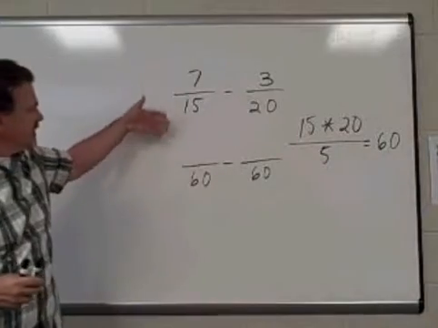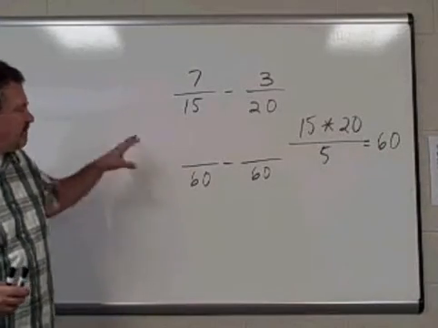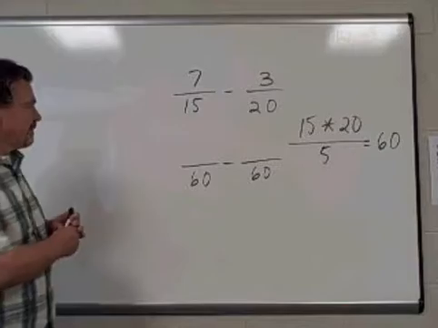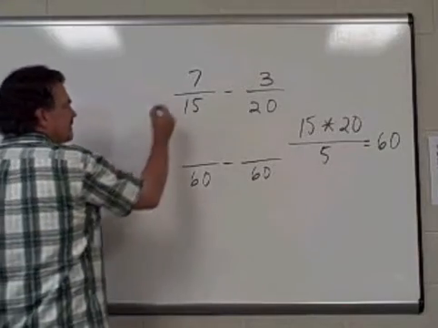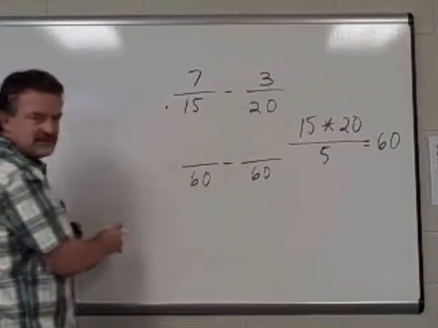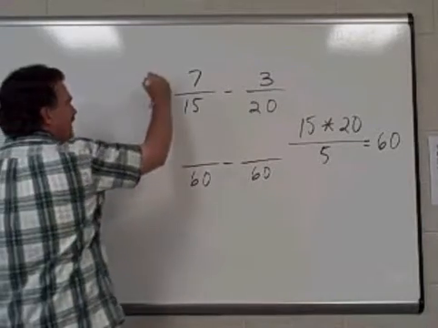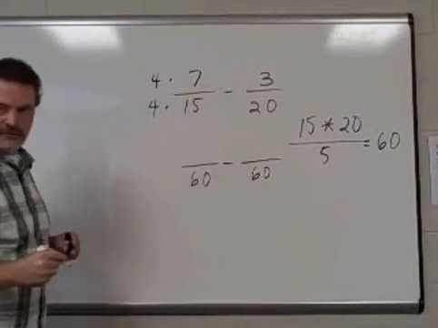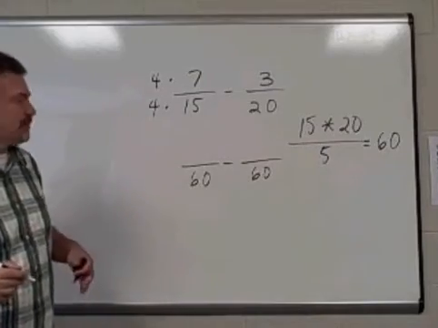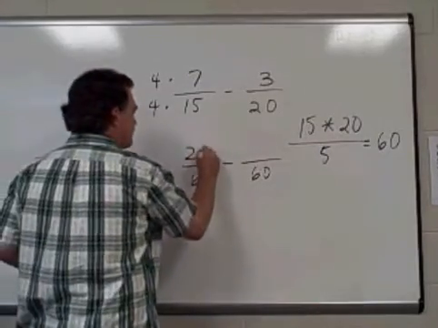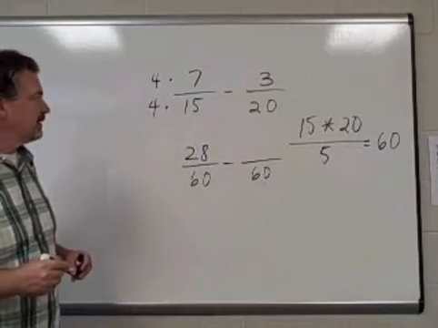Now we need to build these fractions up by finding the correct multiplier. What multiplier times 15 makes 60? And that would be 4. So we have to multiply the numerator also by 4 to build the fraction up correctly. 4 times 7 gives us 28.